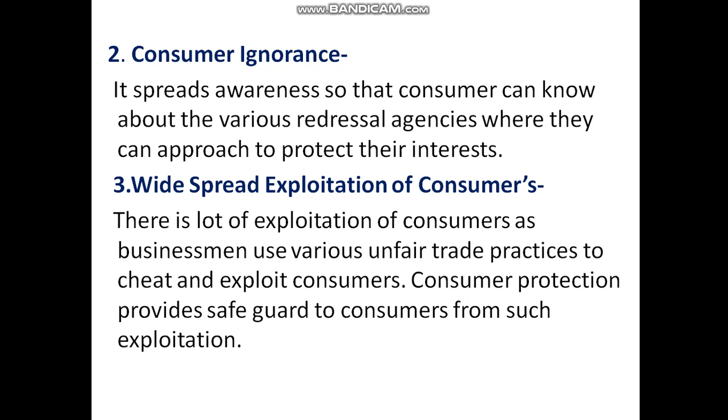Then the third importance is widespread exploitation of consumers. Here consumers are exploited widely. There is a lot of exploitation of consumers as businessmen use various unfair trade practices to cheat and exploit consumers. With the help of the Consumer Protection Act, safeguards are provided to the consumers from such exploitation. So this is an importance.